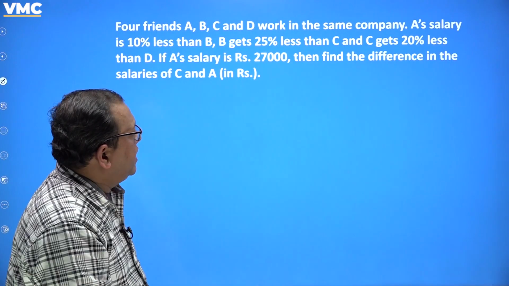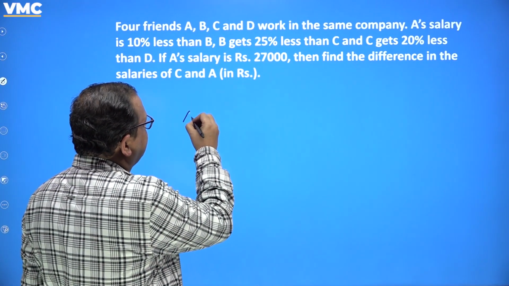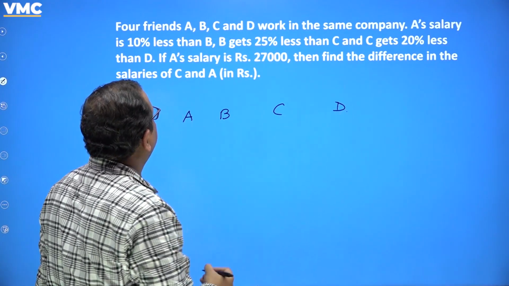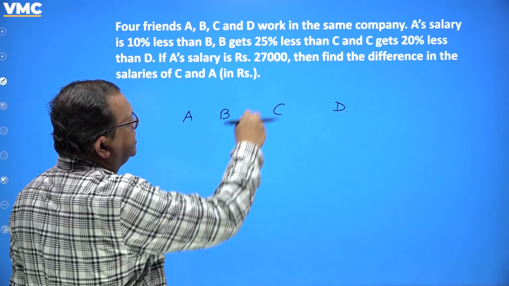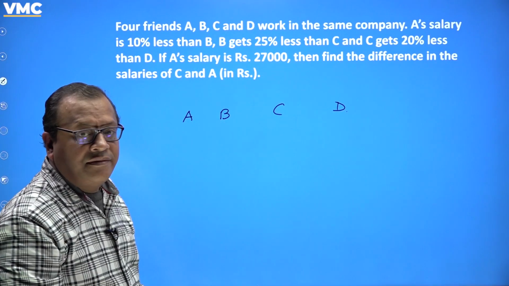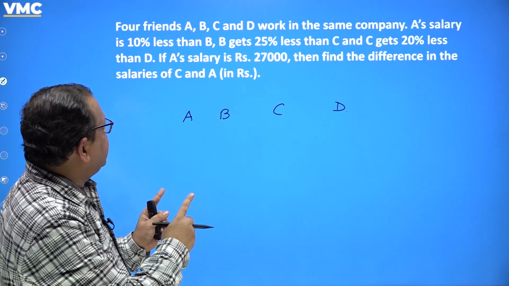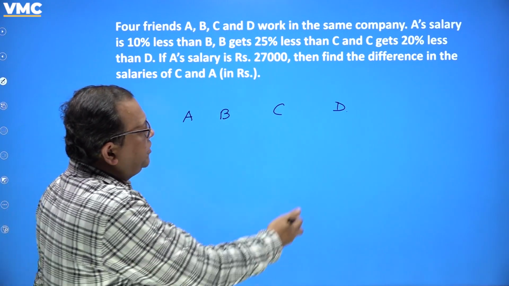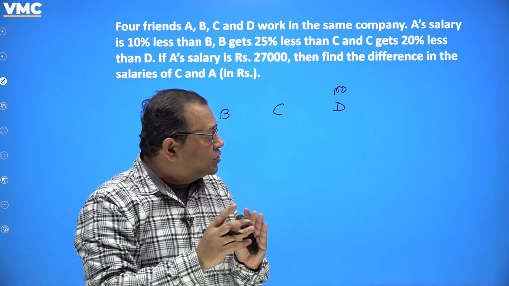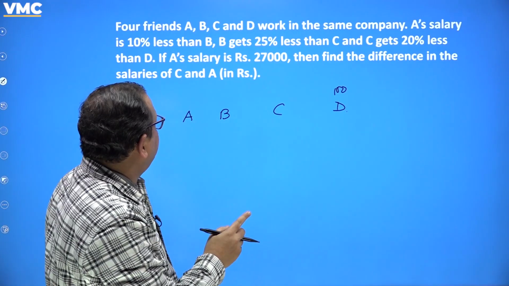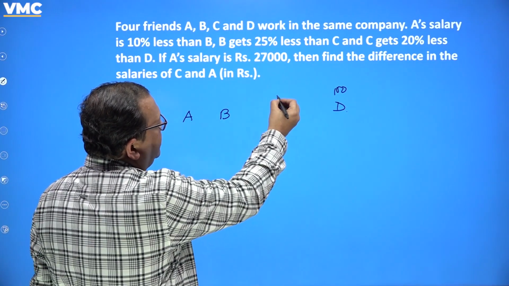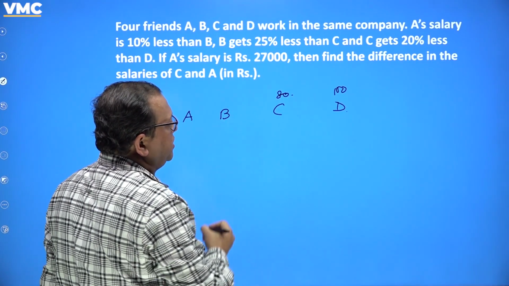Okay. So what you can do is, this is A, this is B, this is C and this is D. If you notice the second sentence, A is less than B, B is less than C, C is less than D, right? So let's pick the salary of D to be 100. So what is the salary of C? C gets 20% less than 100. So 20% of 100 is 20, so C's salary is 80.